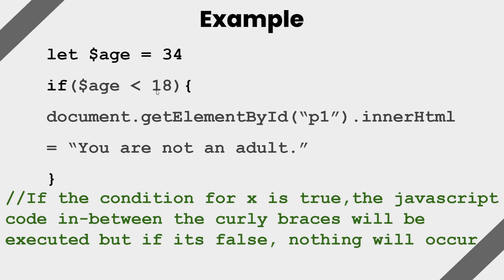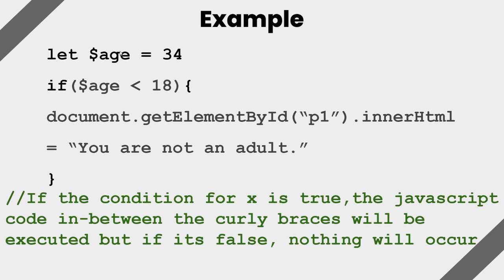So what this basically means is that it's going to take the value that the $age holds, and compare it with this other value here. So $age less than 18, behind the scenes, actually means 34 less than 18. And is 34 less than 18? Obviously no. 34 is greater than 18.